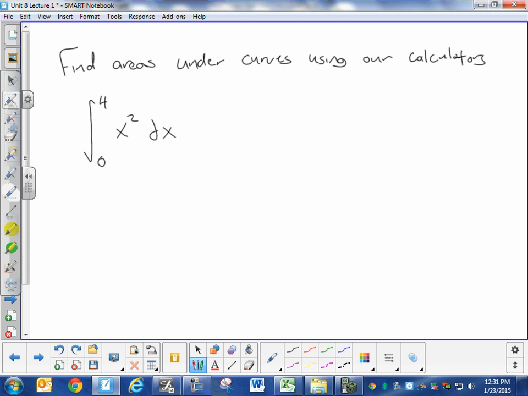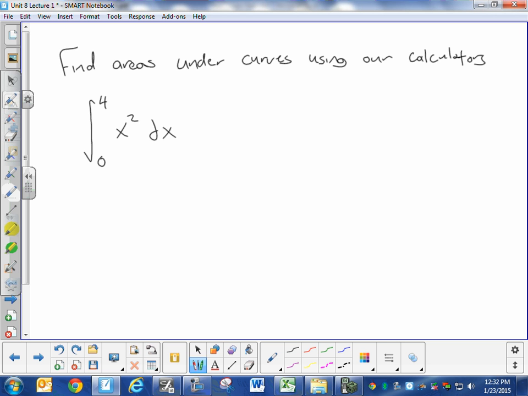Now, how do you guys know how to find the area under x squared from 0 to 4? Yeah, you're finding the change in the antiderivative, right? So that's the whole fundamental theorem of calculus. You say, all right, find the change in the antiderivative. That's the exact same thing as the area under x squared. So 1/3 x cubed, plug in 4, plug in 0. It's not that bad, right?